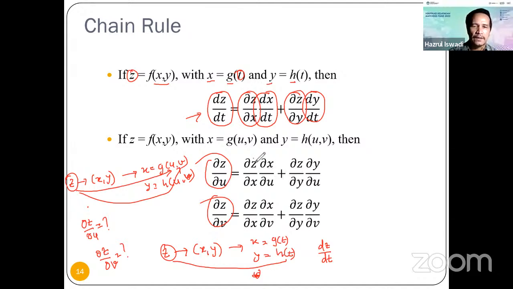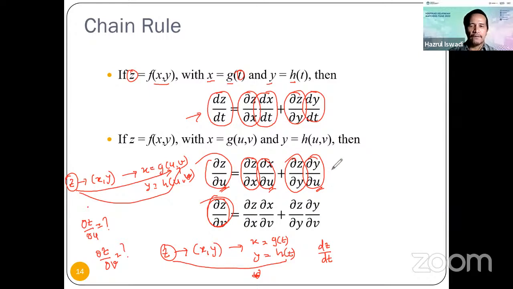So we have the partial derivative of z with respect to x and z with respect to y, multiplied by the partial derivative of x with respect to u and y with respect to u. So the variables are the same, and likewise for the partial derivative of z with respect to v.